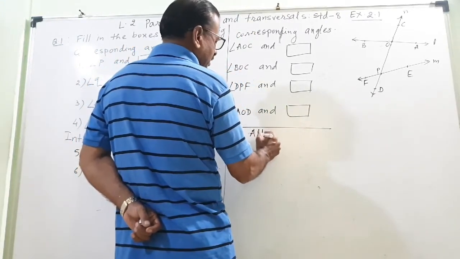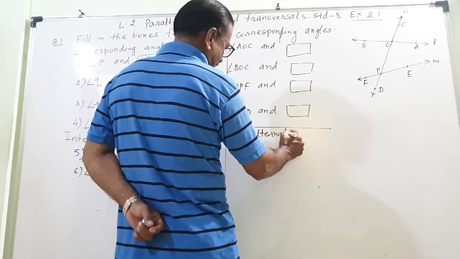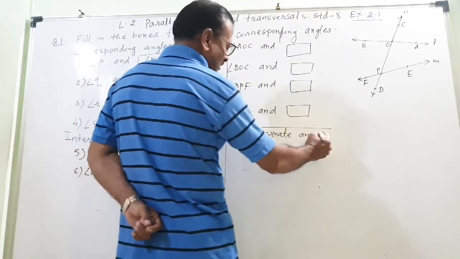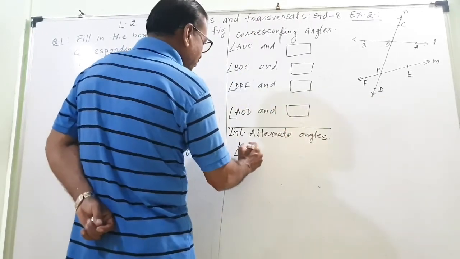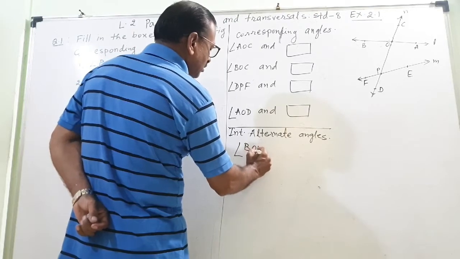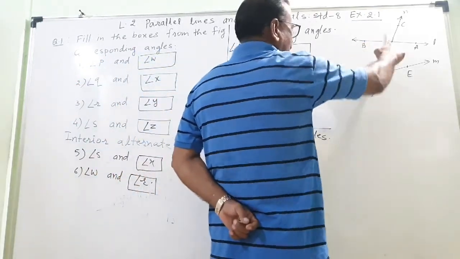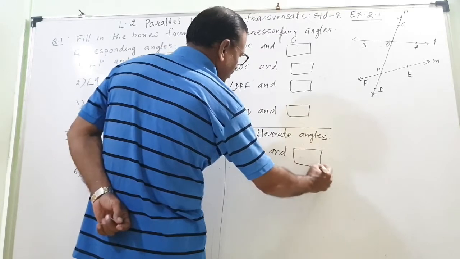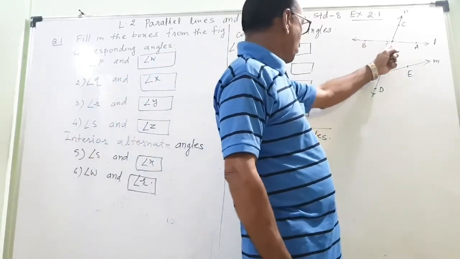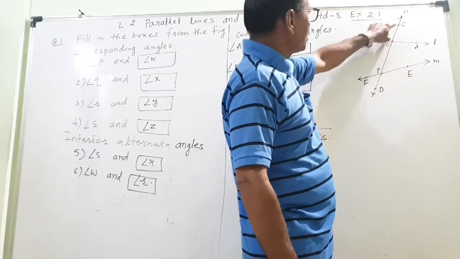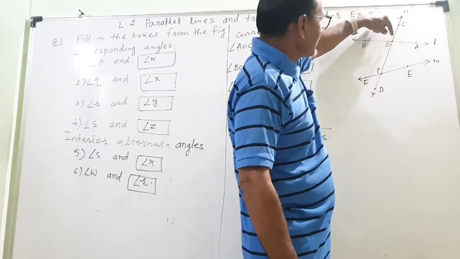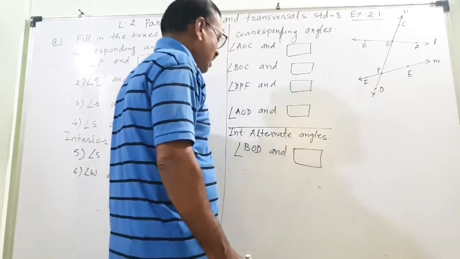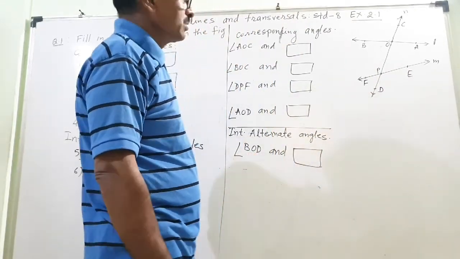Alternate angles, interior alternate angles. These are no doubt interior alternate angles. Angle BOD and box. BOD means this angle. AOC means this angle. BOC means this angle. DPF means this angle. So accordingly you have to write; three letters are taken for the angle. Okay.